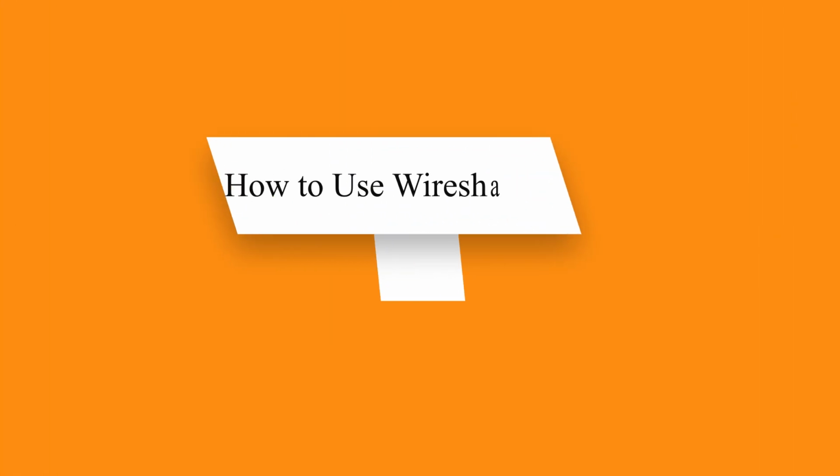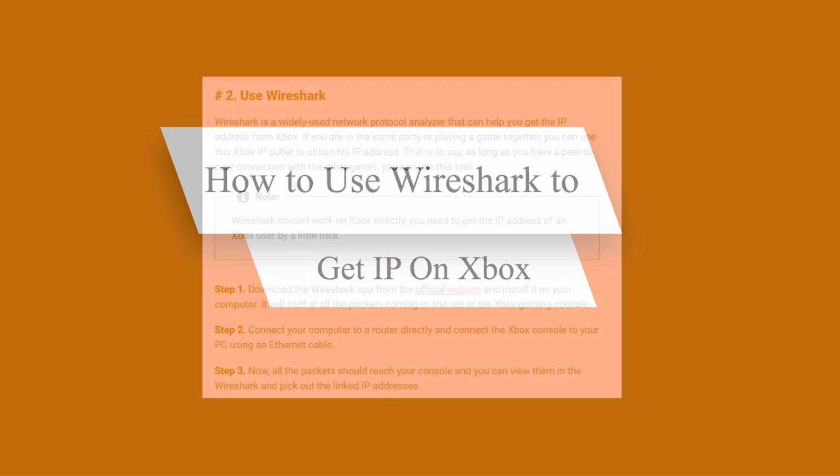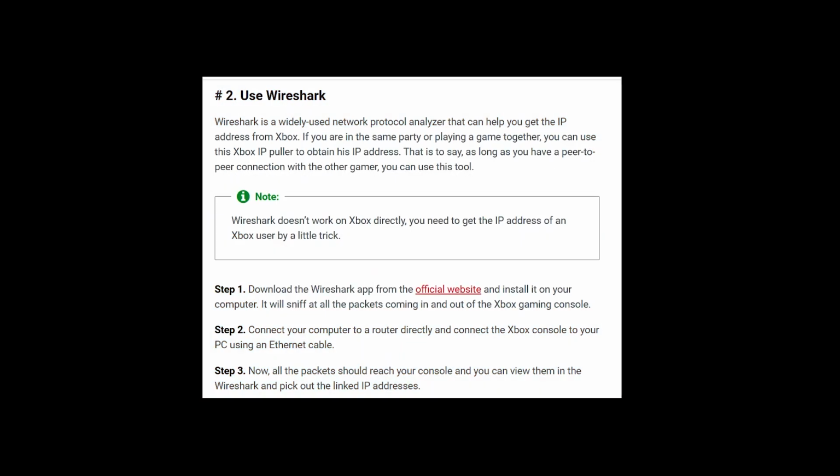Hey guys, in today's video, I will show you how to use Wireshark to get IP on Xbox. Now, Wireshark is a widely used network protocol analyzer that can help you get the IP address from Xbox. If you're in the same party or playing a game together, you can use this Xbox IP puller to obtain his IP address.